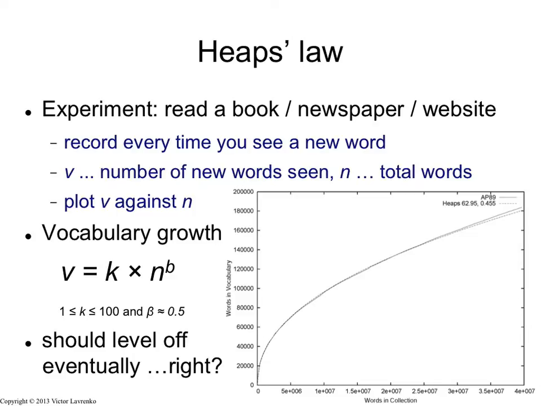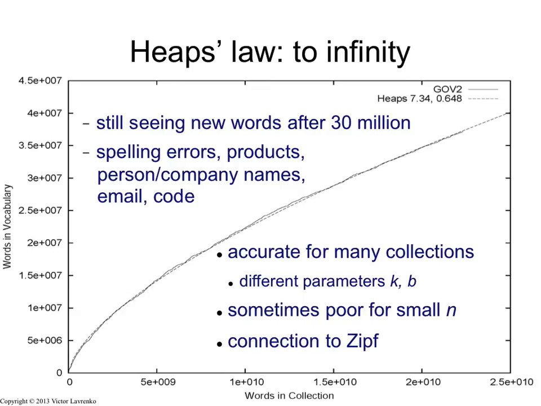So you look at this and you say, well, this is probably just because I'm doing it over a relatively small data set, right? The figure that I have is AP89, so it's a small data set. If I did it for a larger data set, it should tail off eventually, right? Because you will stop seeing new words at some point. There's only so many words in the English vocabulary. But that turns out not to be the case.